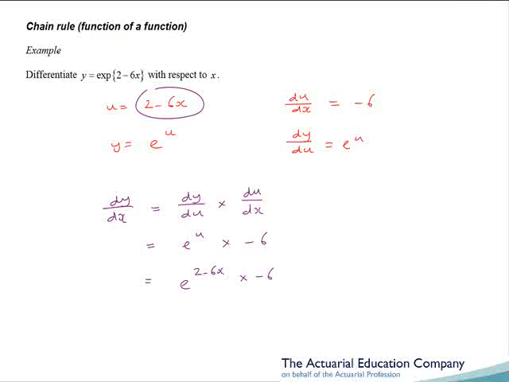We can see, just like differentiating e to the x, we still have the exponential of the original function. However, we now have a bonus part where we multiply by the derivative of that nested function.